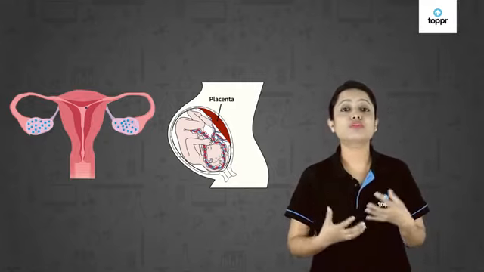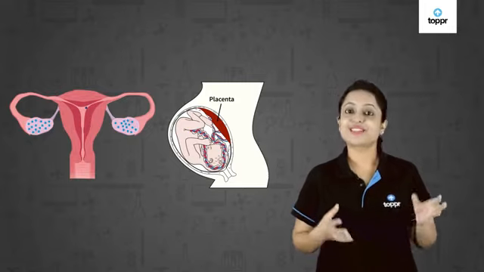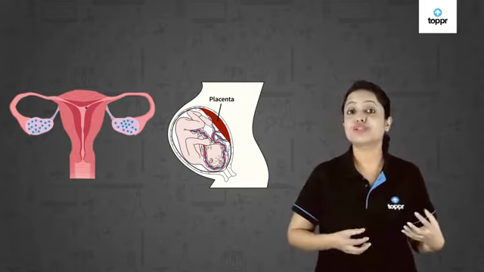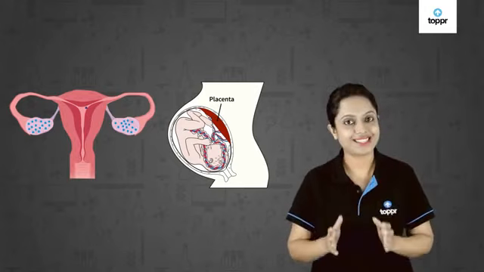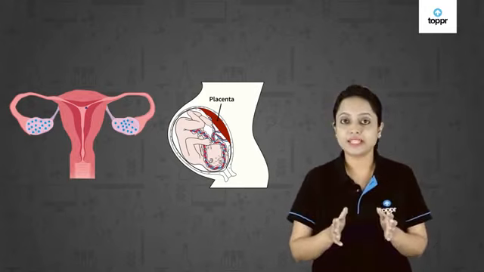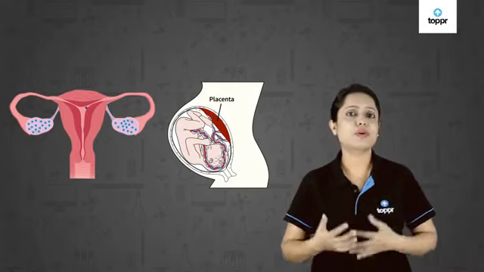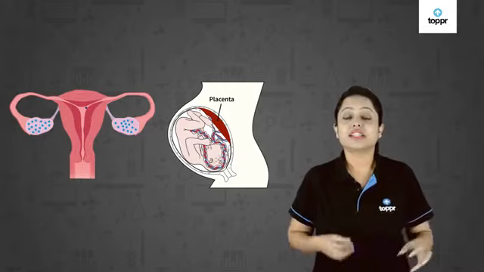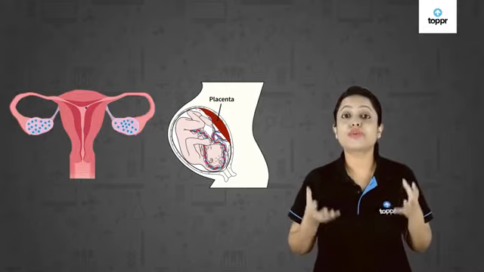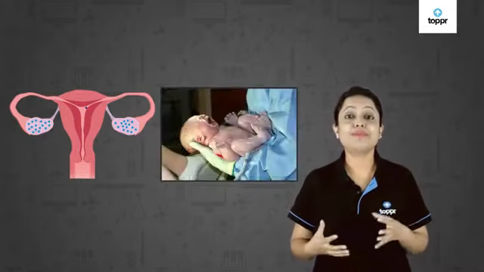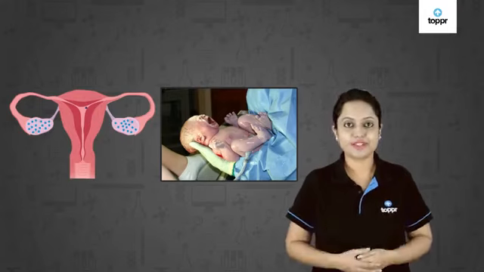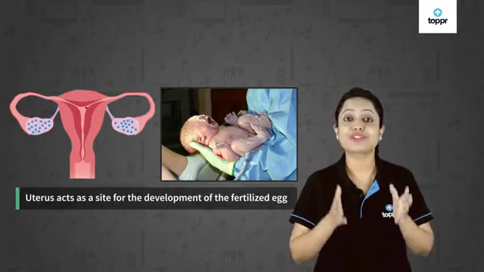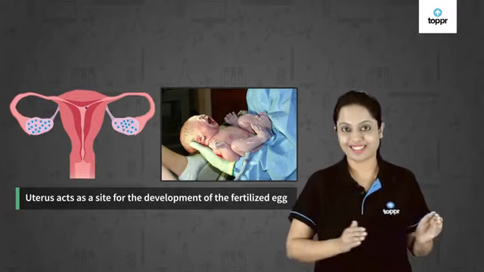Now, the baby also produces some waste materials. So, these waste materials are removed by passing them to the mother's blood through the placenta. The development of the child inside the mother's body takes approximately 9 months. And once the development is completed, the walls of the uterus undergo rhythmic contractions which help the child to take birth. So ultimately, we can say that the uterus acts as the site for development of the fertilized egg.